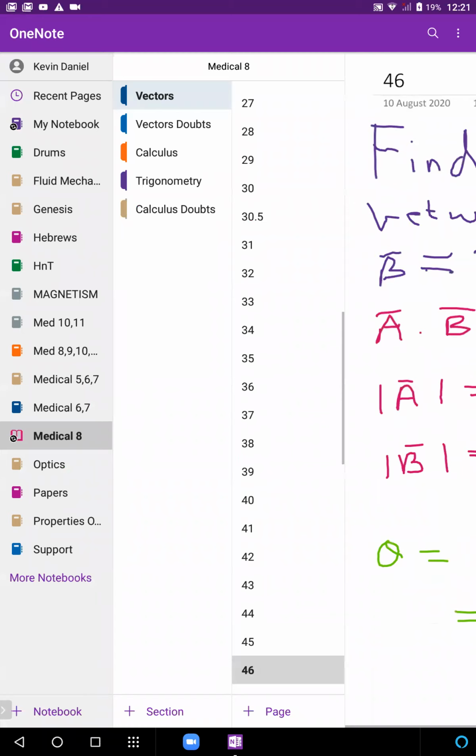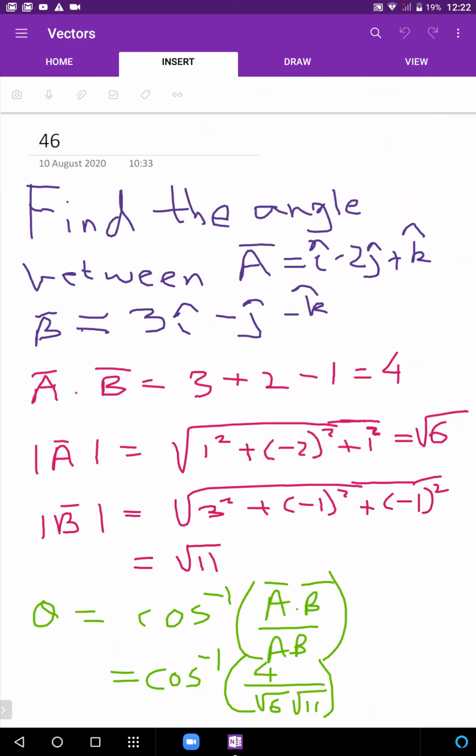Yes, yes, Girish, we'll do that. Just remind me, after this dot product thing, we'll do that. So find the angle between A equals I cap minus 2 J cap plus K cap, and B equals 3 I cap minus J cap minus K cap. These are the same vectors, don't worry about it.